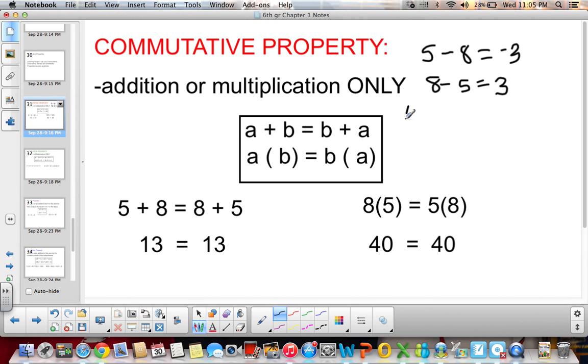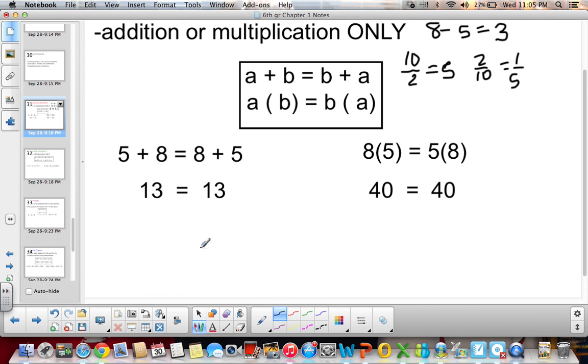If we did 10 divided by 2, remember this line right here is a fraction line, but it also means division. 10 divided by 2 is 5. But if we did 2 divided by 10, we would get 1/5. So two totally different numbers.